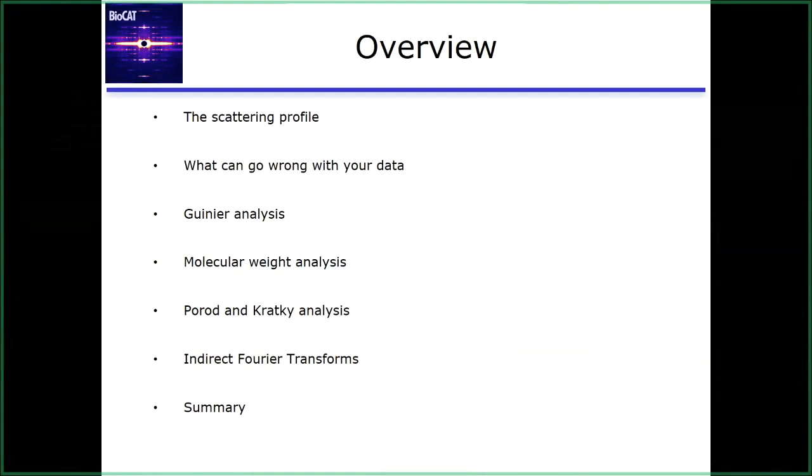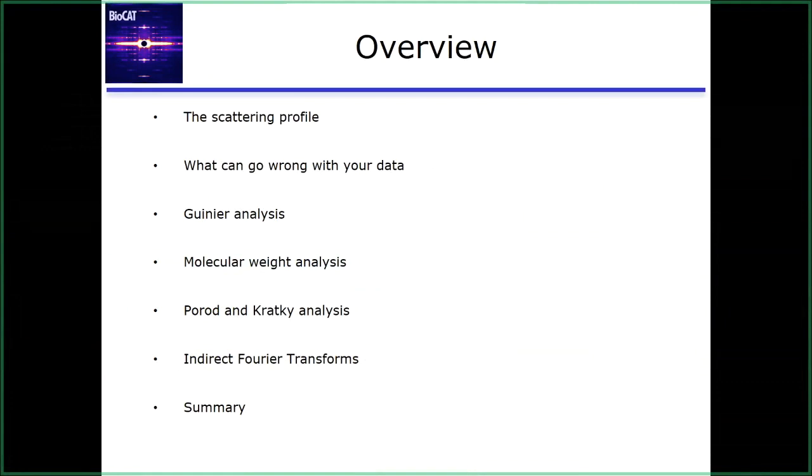I'm going to start out by going over once again what Xiaobing did in the first talk about what the scattering profile is and how we get it, because this is the fundamental unit of data. If you come away from a SAXS experiment with data, you're going to have a scattering profile or multiple scattering profiles. Then I'm going to talk about what can go wrong with your data, how all the things that Kushal was talking about might manifest in your experiment and what that will look like.